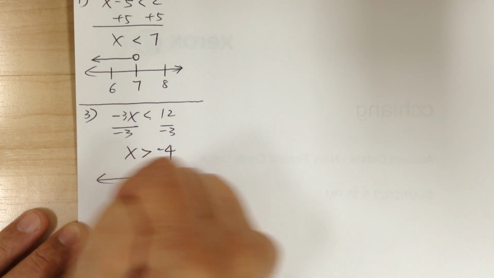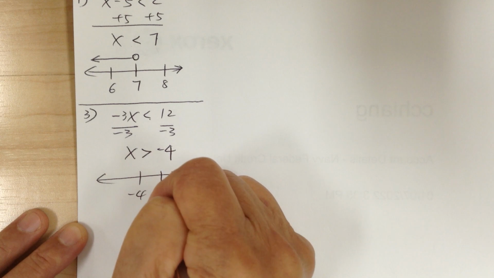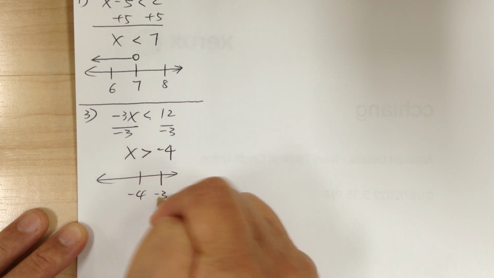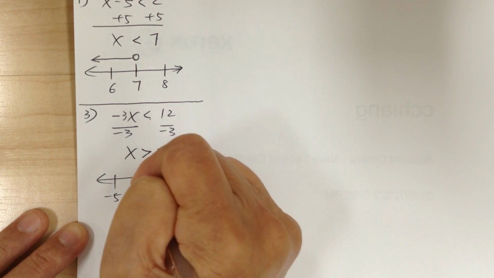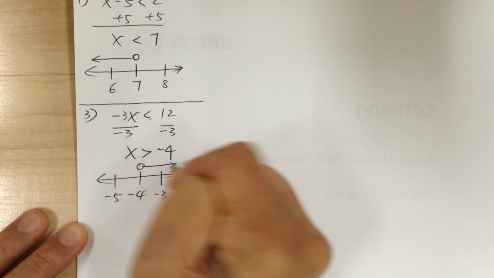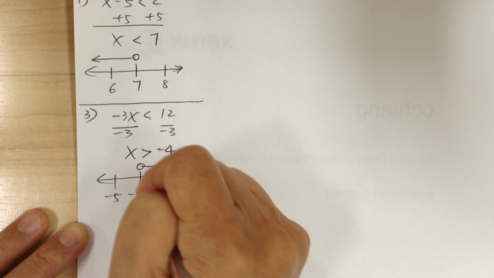Again, when you graph this, so you got negative 4. Now remember, negative number, you go negative 4, negative 3, right? And negative 5. And so this would be this way. So your graph would be like this.